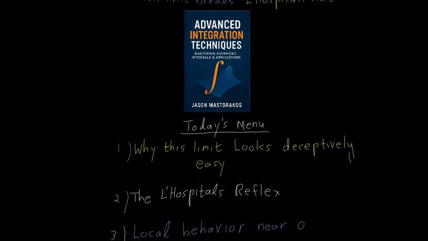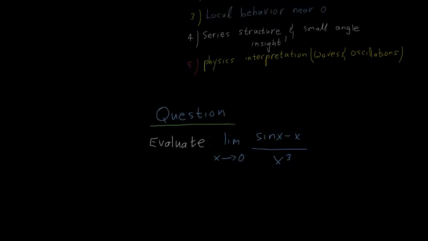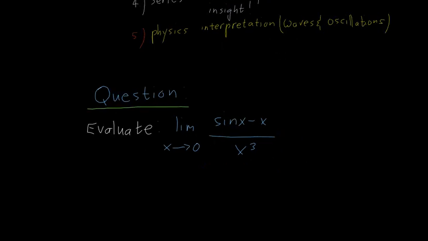So what we're going to be looking at is evaluating the following limit. We want to evaluate the limit as x approaches 0 of sine x minus x all over x cubed. There's a reason why I want to bring this up, because there are common misconceptions of when to use L'Hôpital's rule and when you can't use it.